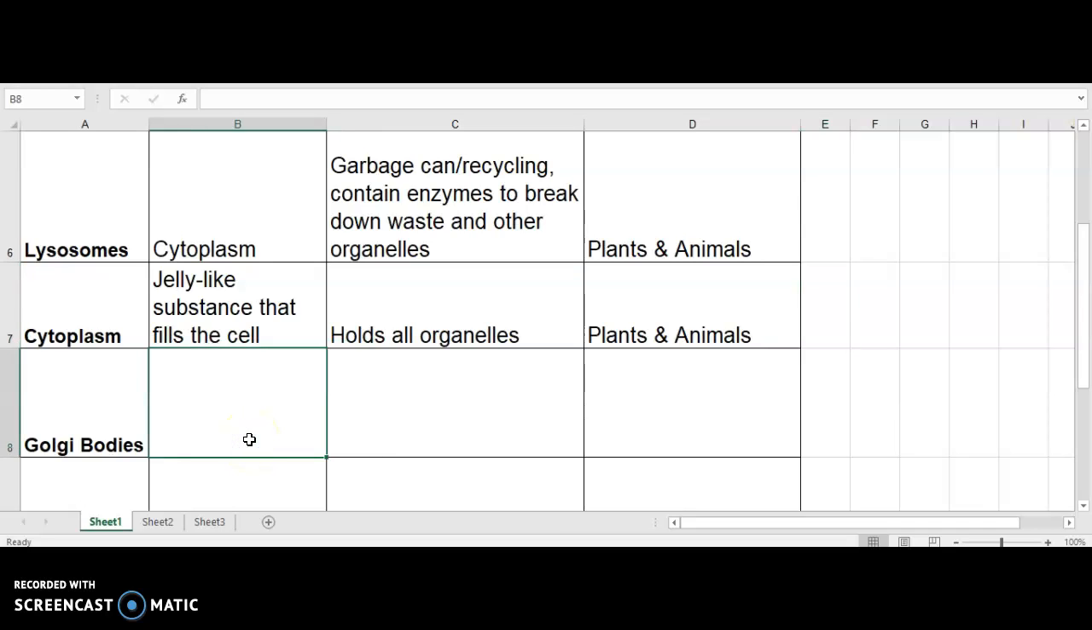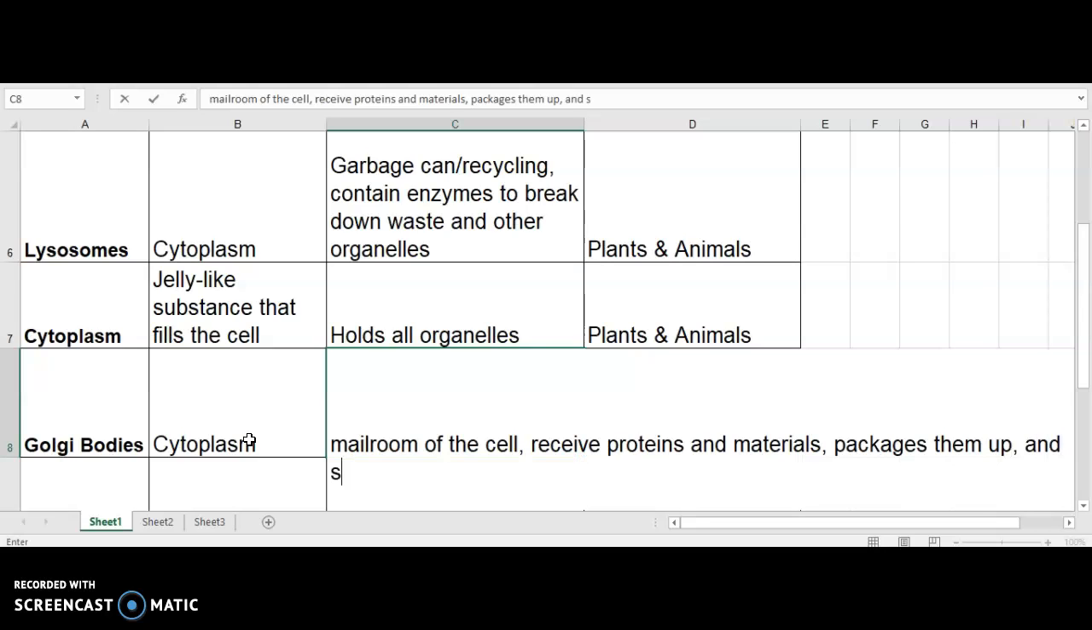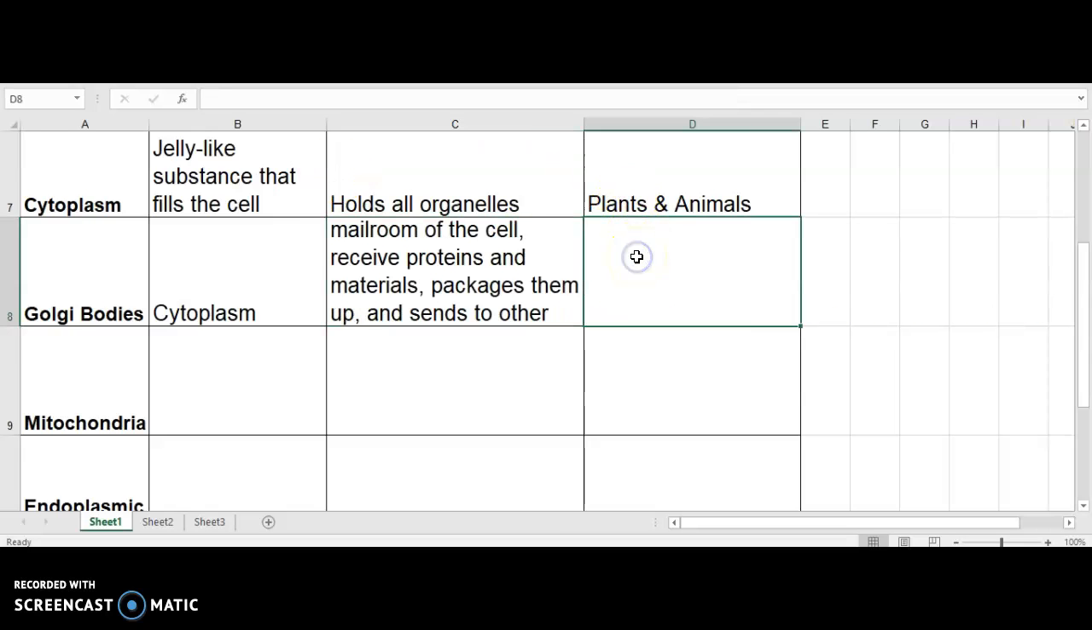Now flipping this over to the other side, or just continuing if you are typing right now, is Golgi bodies, also found in the cytoplasm. They are the mailroom of the cell. So they receive proteins and materials. They package them up and send those to other parts of the cell. Let's wrap that text. Golgi bodies are found in both plants and animals.